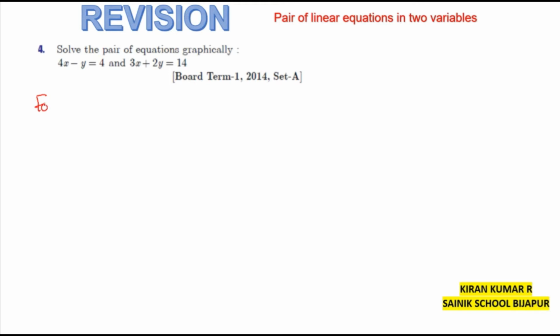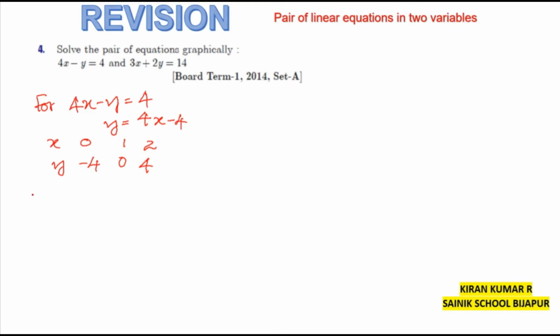Suppose if I consider the first equation, 4x minus y equal to 4, I can write y as, minus y transpose this side, 4 transpose this side, I'll be getting 4x minus 4. So x and y values, I'll find it out. This time I'll take x value as 0, value of y is minus 4. If I take x value as 1, the value of y is 0. If I take 2, 8 minus 4 is positive 4.